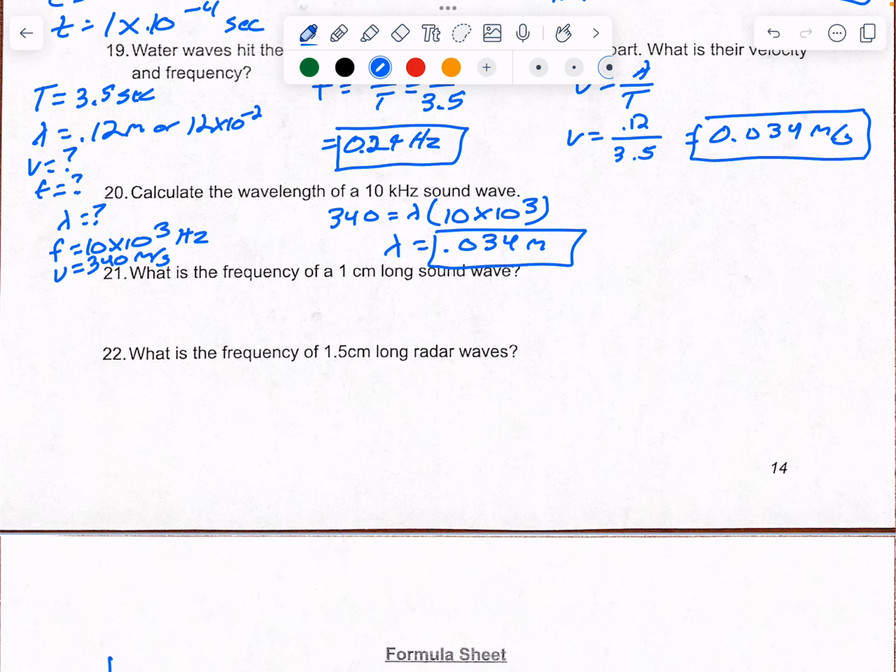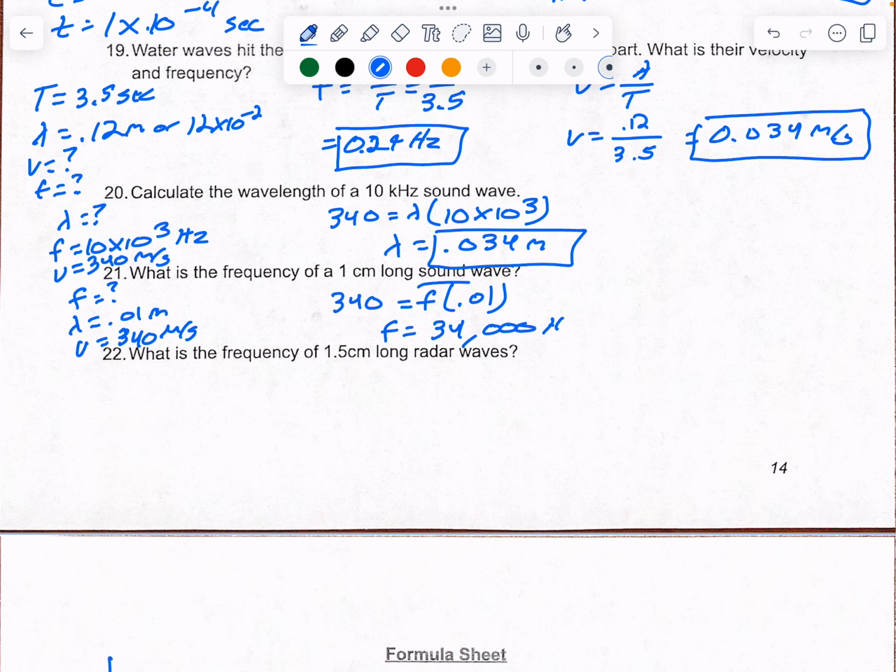What is the frequency of a 1 centimeter long sound wave? So frequency we don't know. We have a 1 centimeter long sound wave. That's your wavelength. Divide by 100 or add times 10 to the negative 2, doesn't matter to me. That gives 0.01 meters. And you're doing sound, so V equals 340 meters per second. V equals frequency times wavelength. So 340 equals frequency, I don't know, times wavelength 0.01. Divide by 0.01, and you get a frequency of 34,000 hertz.